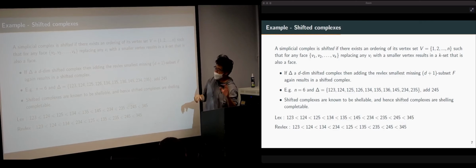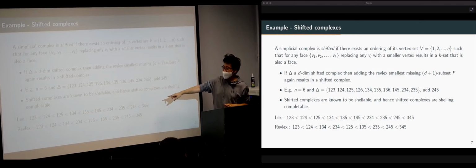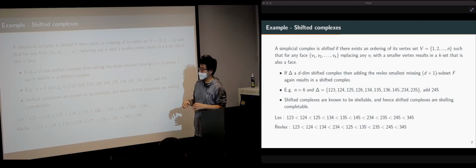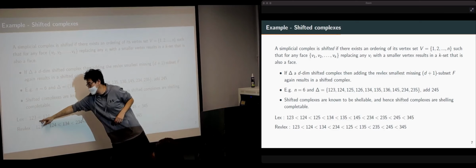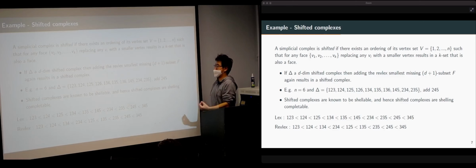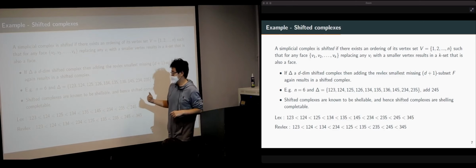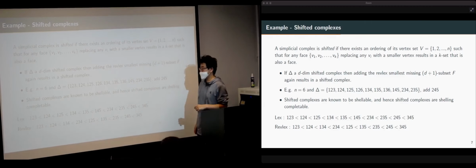By the way, to help you recall what revlex is, lexicographic ordering is the usual dictionary order, where you start from the leftmost entry and start comparing there. And whenever you have a tie, you move to the positions to the right. So for example, we have a tie between 1, 2 and 1, 2, 5 in the first two positions, so we compare at the third position.